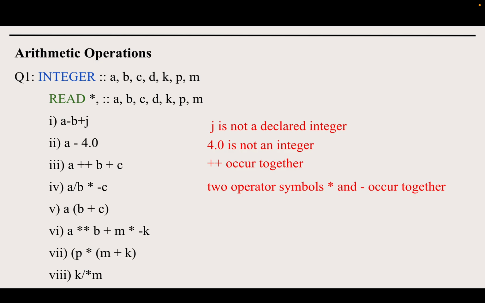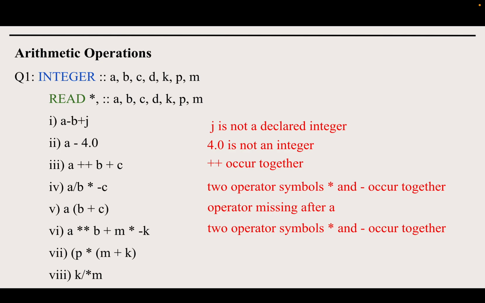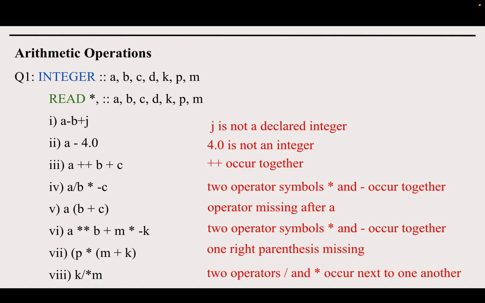Both are occurring together. And in the fifth case, a into b plus c, there is no multiplication sign, the operator is missing after a. And the sixth one also has the same, multiplication then negative sign, both occurring together. And in the next one there is a missing parenthesis. And in the eighth case, both operators are occurring together, that is division and multiplication. So this way we can debug our errors. So we need to be careful while writing our expressions of any arithmetic operation.